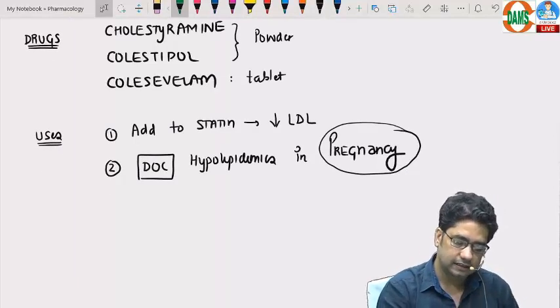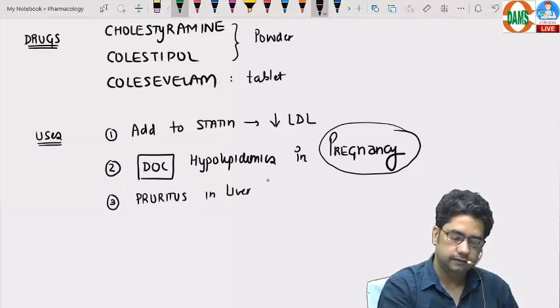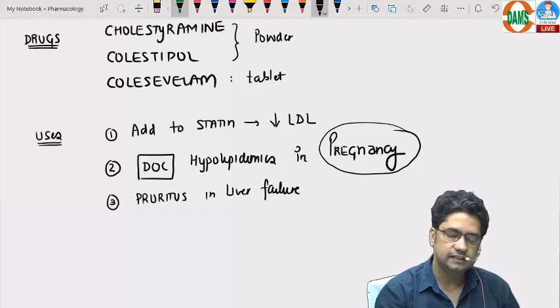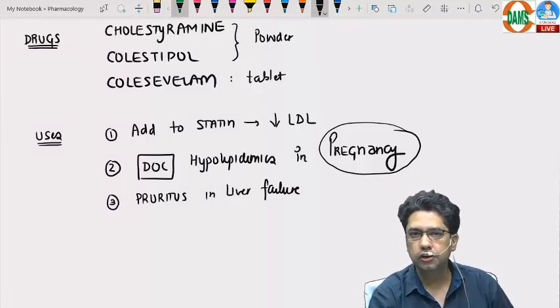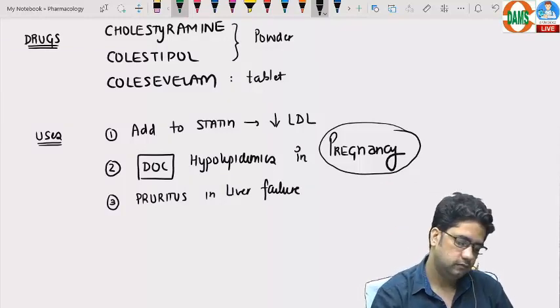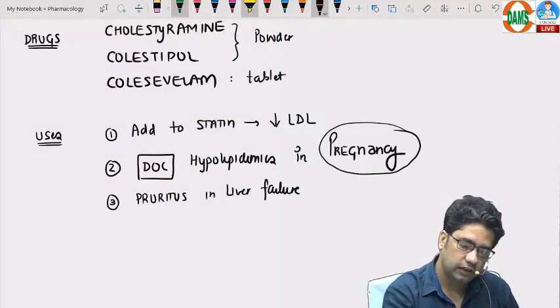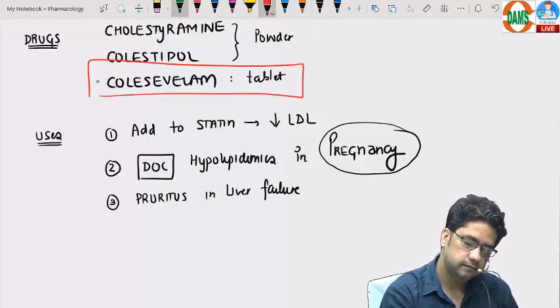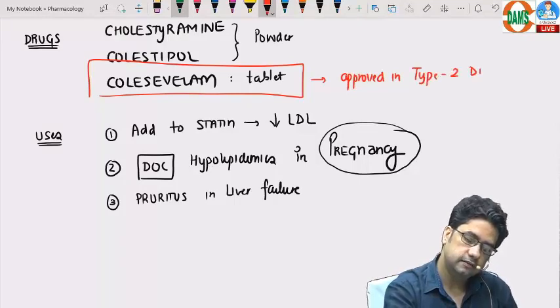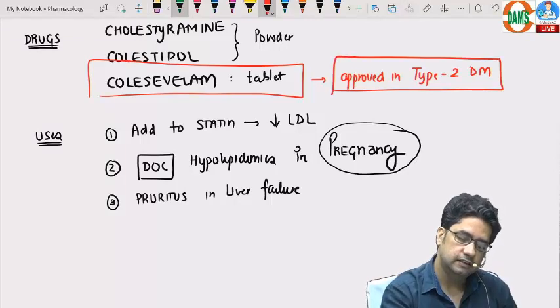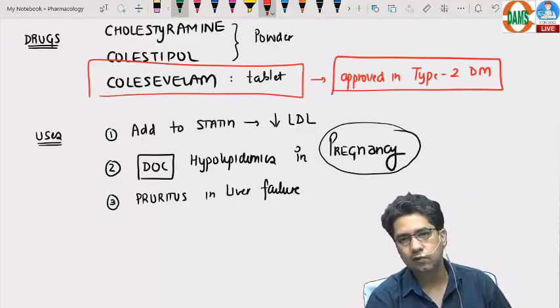Okay. Lastly, they are also given for pruritus in liver failure, because pruritus in liver failure is because of continuous absorption of bile, and bile is not degraded by the liver. Okay. Colesevelam, you will write, is also approved in type 2 diabetes mellitus, because type 2 diabetes mellitus is a part of metabolic syndrome. I will tell you in diabetes.